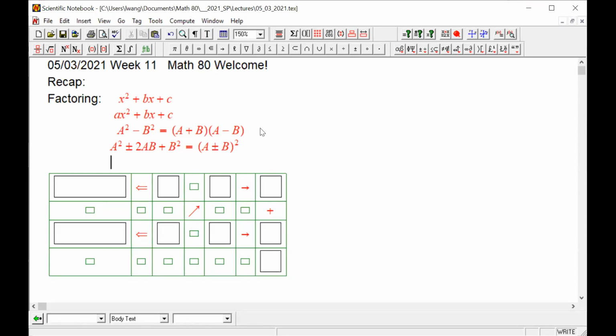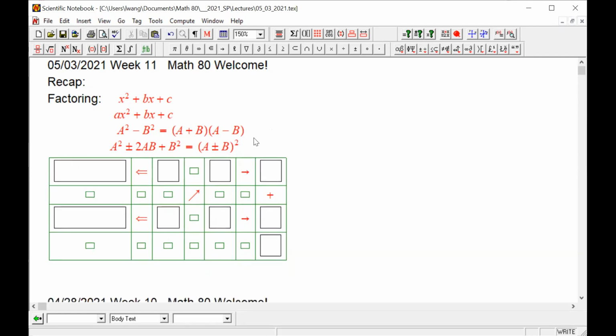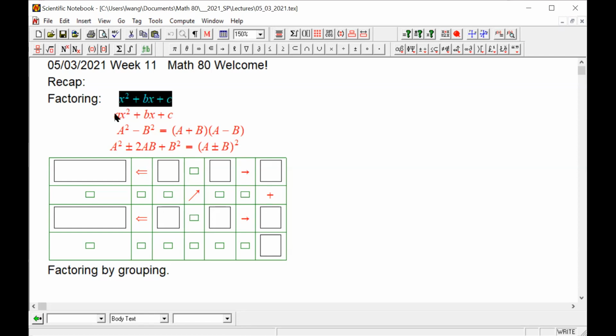So these are the special formulas along with the technique we use for these quadratic forms. We call them trinomials. And of course, factoring by grouping, which we talked about last week. In terms of all these methods, you can use them very flexibly, and even for trinomials, as we indicated last time, you could do it by grouping.